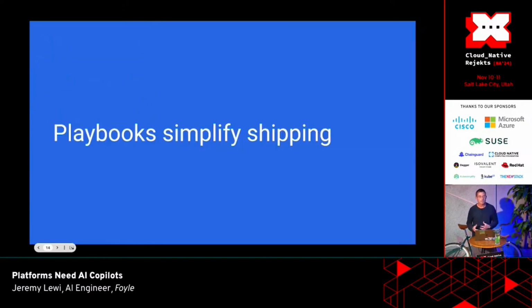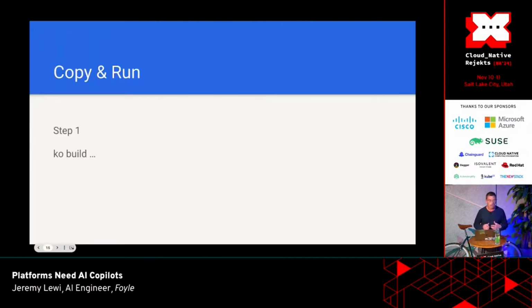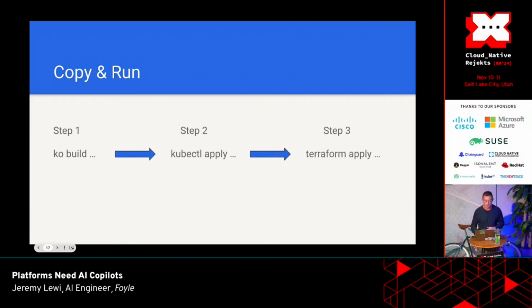I think the way that we make tools easier to use is with playbooks. If you have a playbook that tells you exactly what you need to do, then you can just copy and paste the commands and blindly follow that playbook. So for Hello World, you can imagine I have a playbook that tells me, step 1, run co build. Step 2, run kubectl apply for these resources. And step 3, run Terraform apply to create all of the cloud resources that we need, like the IAM policies.